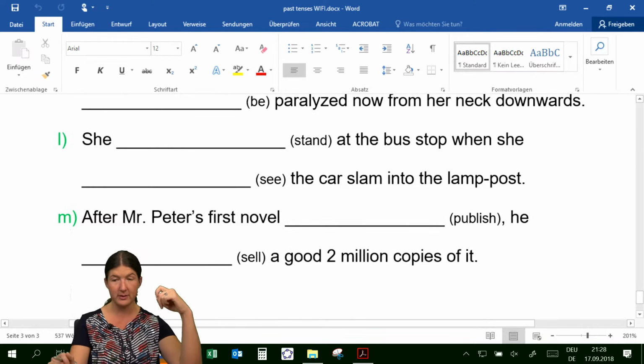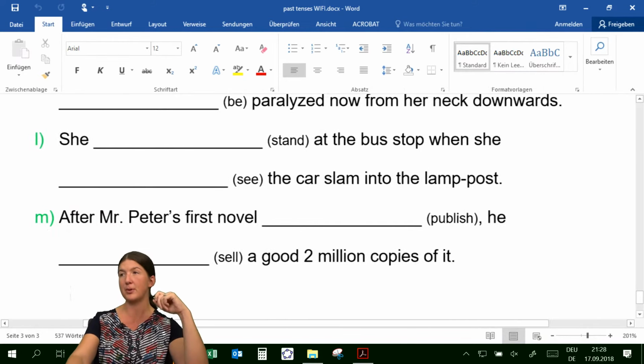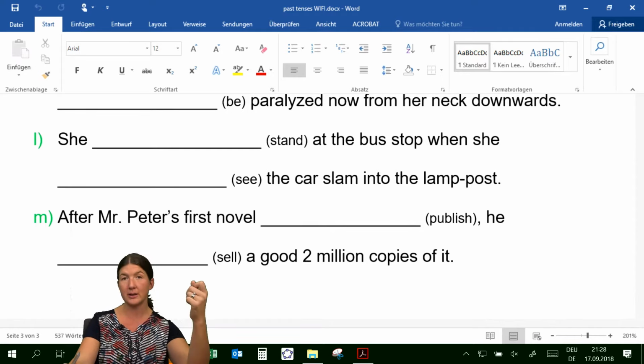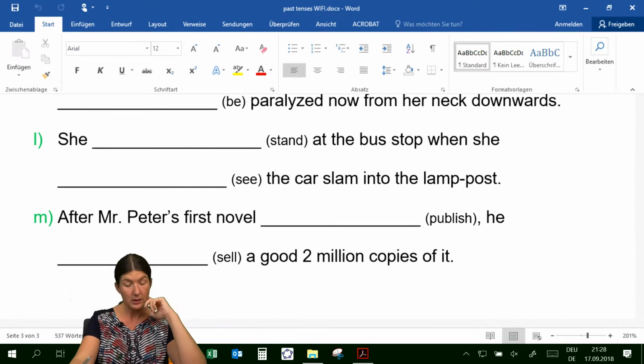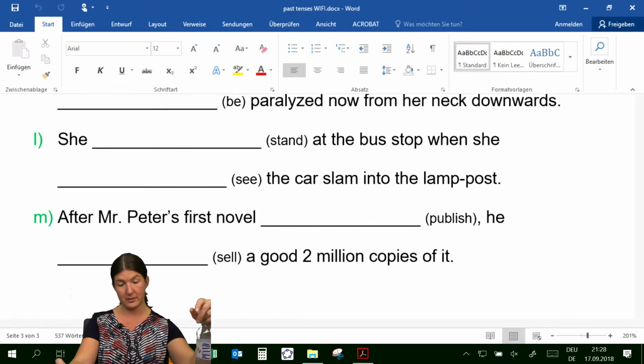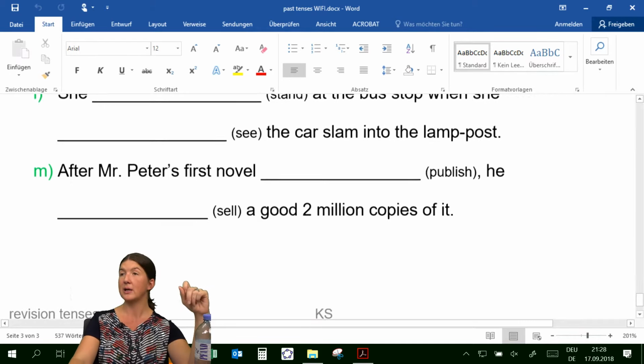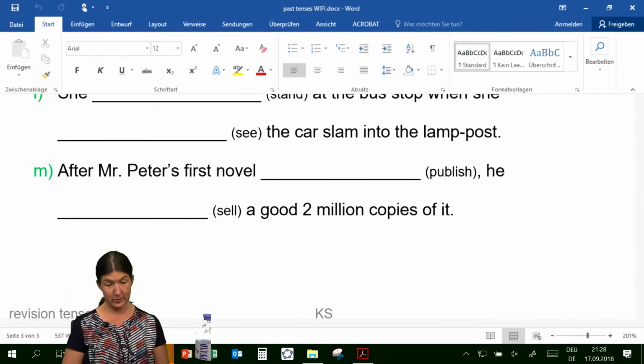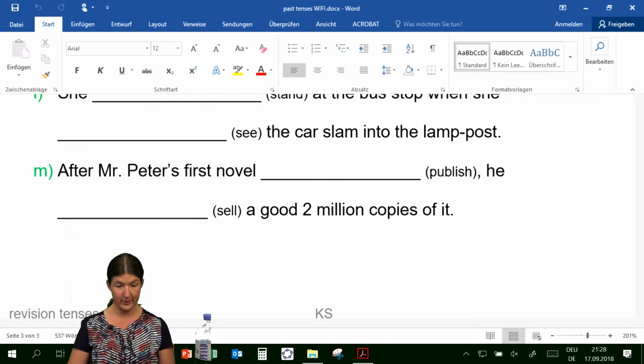So Mr. Peters is a writer and he publishes novels. That's what writers do. So the publication was prior to the selling, because you have to have something published before you can actually sell. So after Mr. Peters' first novel had been published, he sold a good 2 million copies of it. Well, it's not that many actually. So he wasn't really successful, but in any case, he published it, and they also sold, even though they didn't sell very well.